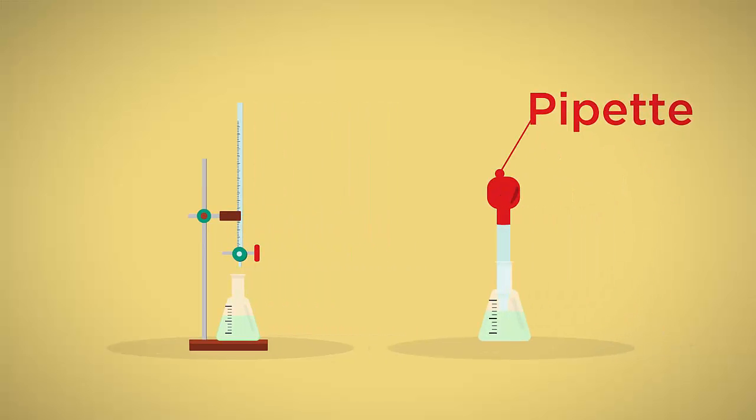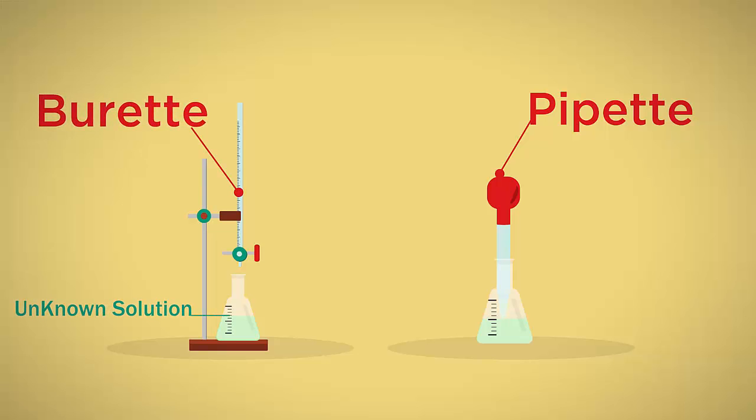The pipette is used to accurately measure a certain volume of the unknown solution into the flask. The burette is then used to accurately measure and add the known reactant to the unknown until the reaction is complete. The burette can measure up to a 0.05 cubic centimeter accuracy.